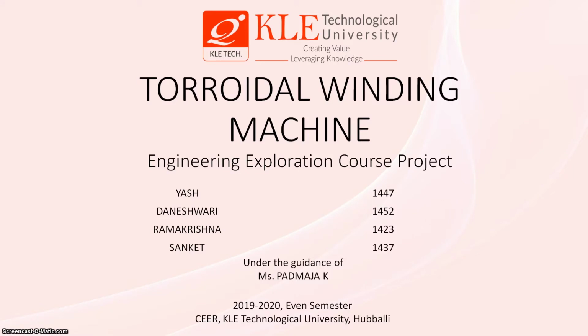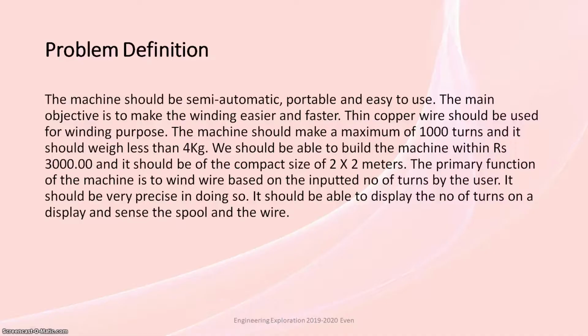We have included 5 steps of design process in our project which can be seen in the further slides. Problem definition. Problem definition consists of objectives, functions and constraints. The machine should be semi-automatic, portable and easy to use. The main objective is to make the winding easier and faster.